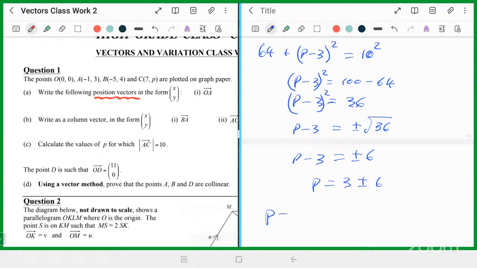So you're getting 2 values. P equals 3 plus 6, which is 9, or P equals 3 minus 6, which is negative 3. So those are your 2 possible values of P. That would make the modulus 10.